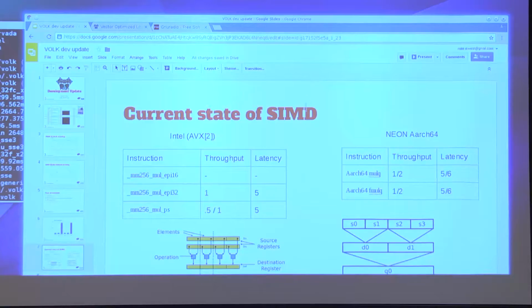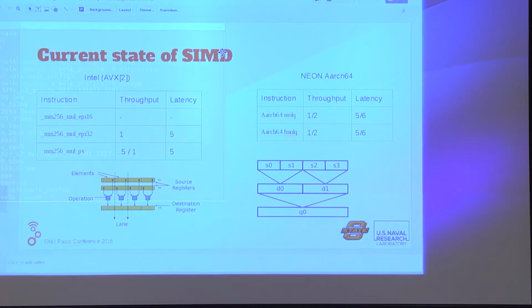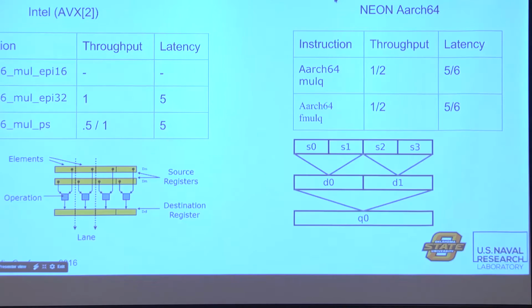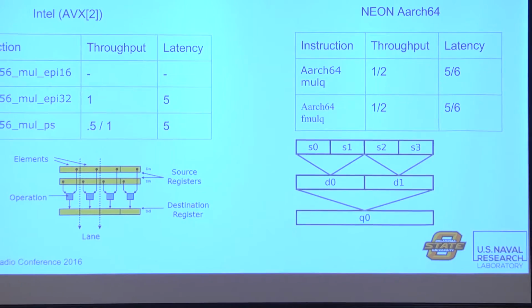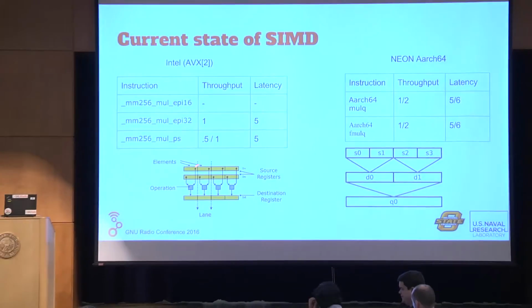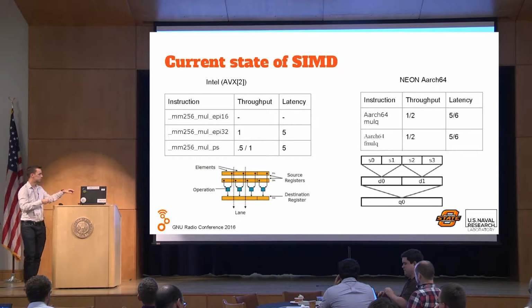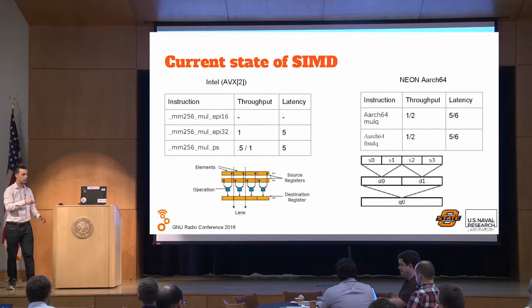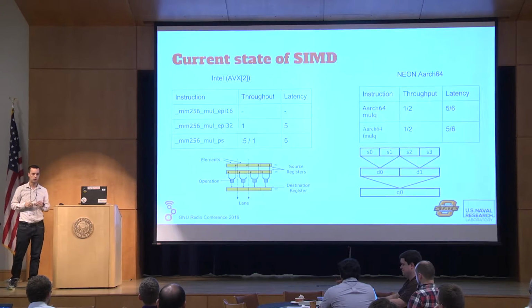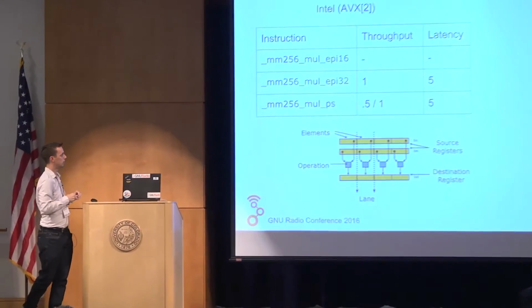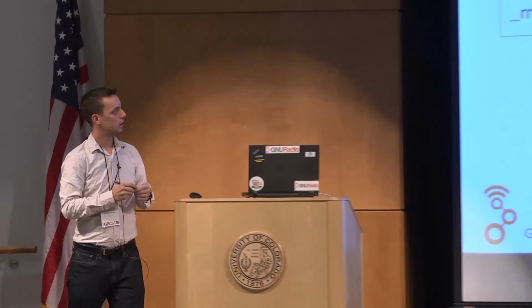Let's see. Go back to here. So real quick, I'll do a sort of overview of SIMD, where I see things right now. If you're not familiar with SIMD, it's single instruction, multiple data. It generally looks like this. You have 4 elements, and you do some operation on them, and then that goes into 4 other elements. And I said 4, it's really whatever your architecture supports. They have different vector lengths.